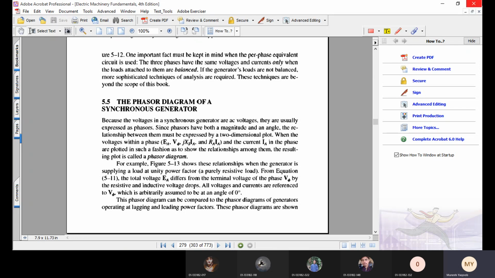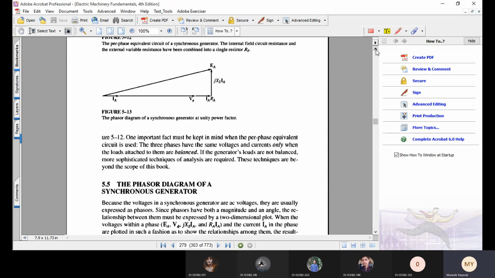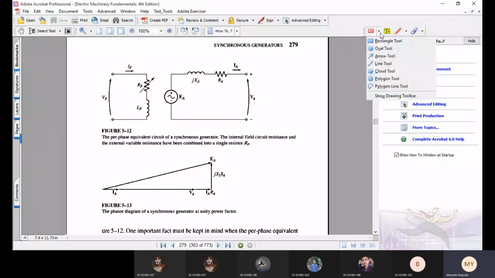That was the equation we used for drawing the phasor diagram for a single phase transformer. In an analogous manner, what we are doing here is that we have drawn the equivalent model of the synchronous generator as depicted in figure 5.12, and now we will use the equation of this equivalent model to draw the phasor diagram. And what was the equation here?